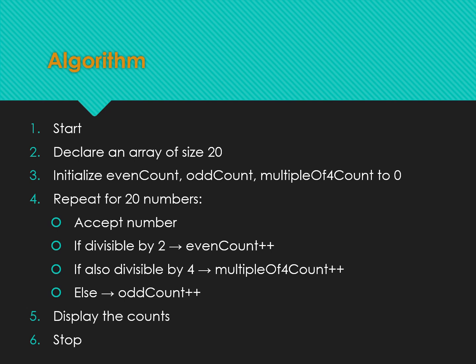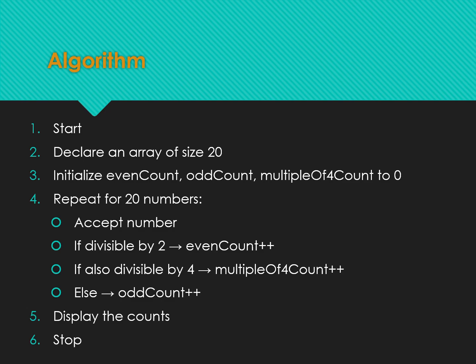Step 5. Apply conditions inside the loop. First, we check if the number is divisible by 2. If yes, we increase the even count by 1. If that number is also divisible by 4, we increment multipleOf4Count as well. If the number is not divisible by 2, then it's odd, and we increment oddCount.